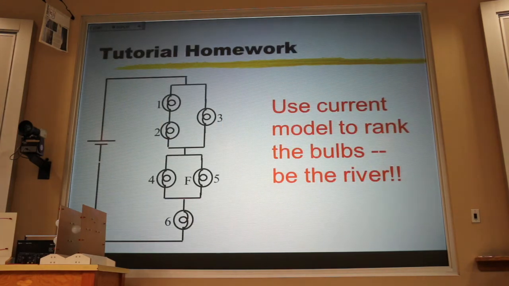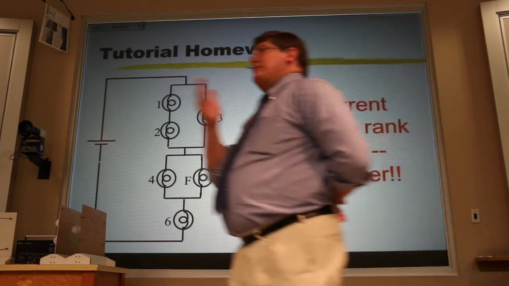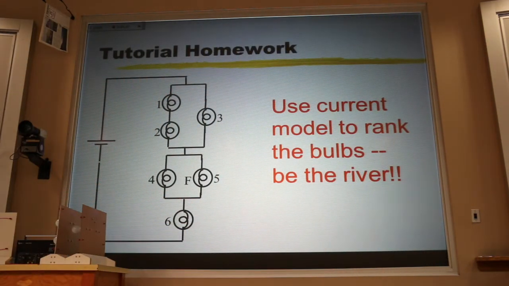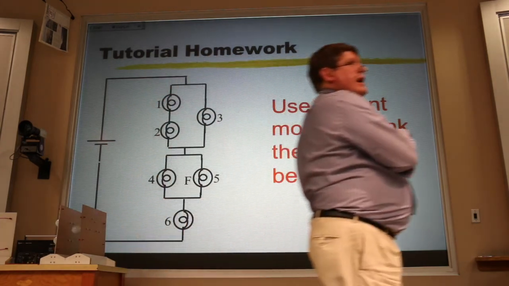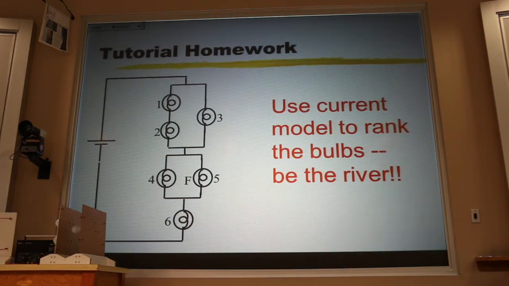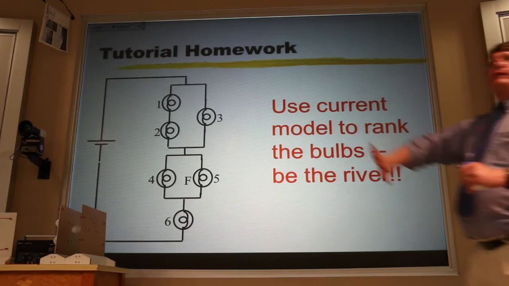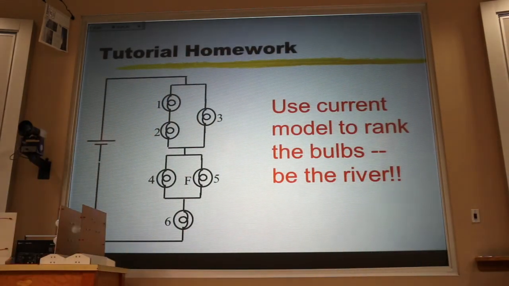Now, homework on the last two pages has this problem. I want to give you a chance to enjoy your 3-day weekend, so I'm going to help you solve these problems. The first thing you're asked to do is rank these bulbs using the current model. And when we use the current model, we be the river. It doesn't matter whether you go around clockwise or counterclockwise. Every time you get a branching point, ask, do I split 50-50 or some other way? Rank the bulbs with your neighbor.